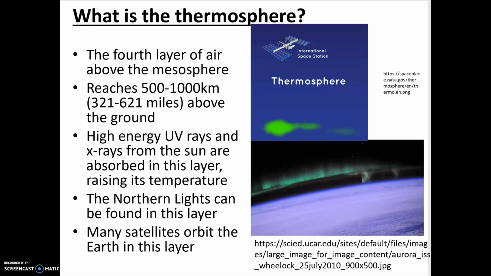The last layer we're going to talk about today is the thermosphere. The thermosphere is the 4th layer above the mesosphere. It reaches about 321 to 621 miles above the ground. And this layer actually absorbs harmful UV radiation and X-rays from the sun as well. It has a very high temperature because of this. The phenomenon called the northern lights can also be found in this layer. And also, many satellites actually are orbiting Earth in this layer.